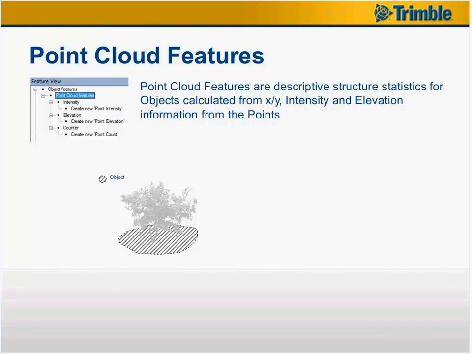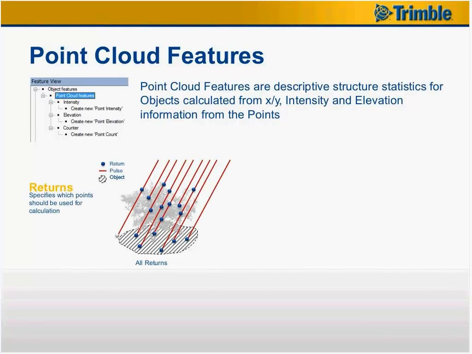If the point cloud file is already classified, we can use the class information to filter the points which will be used as input for the features. Another restriction could also be the returns. Here you can see all returns of this theoretical object, and with the return parameter we can restrict which points will be used for the calculation of the object feature. The parameter all returns means we use all the points which are covered by the segment.